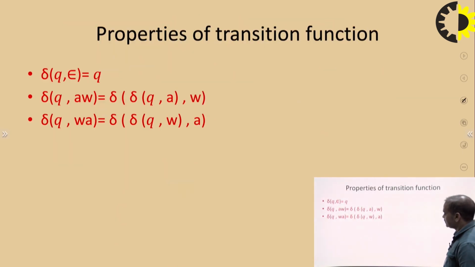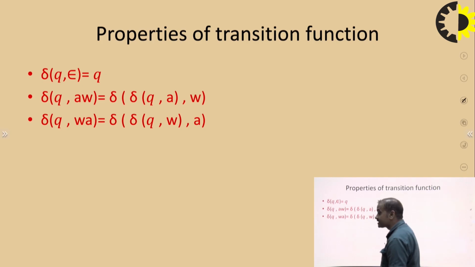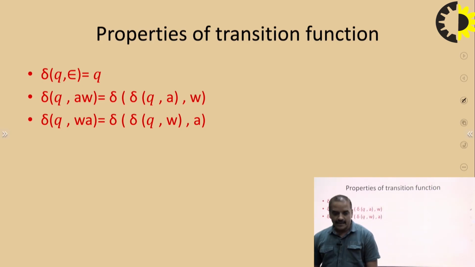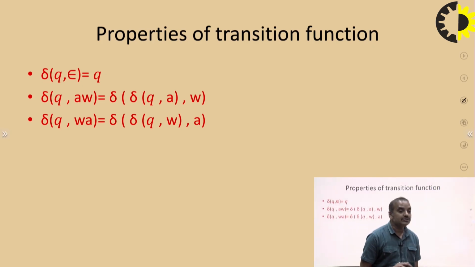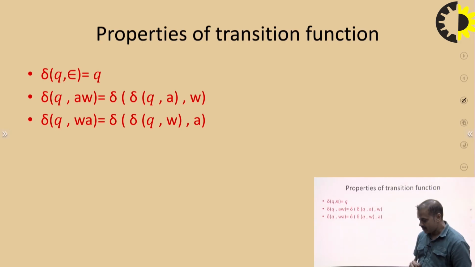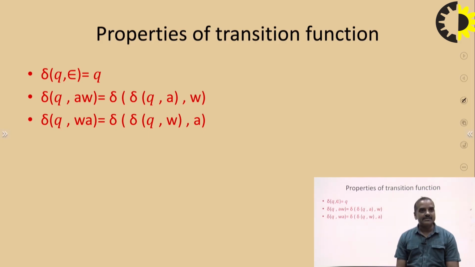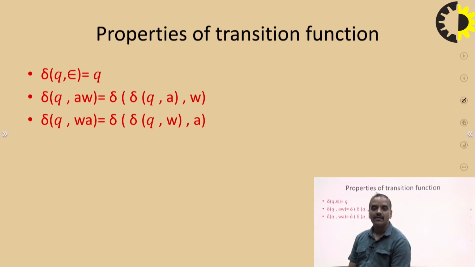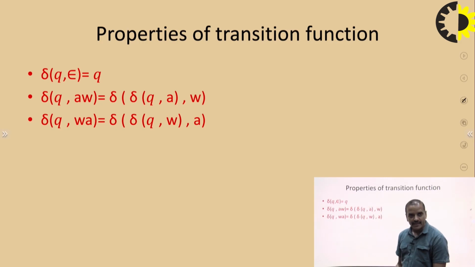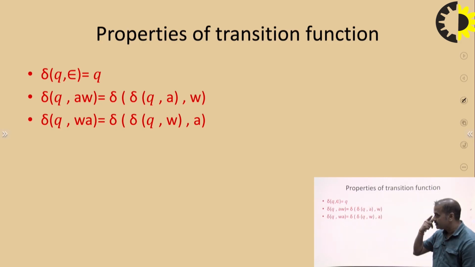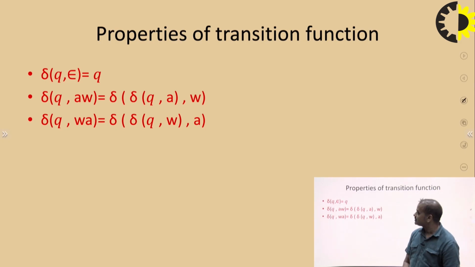Now, these are some properties of the transition function. Throughout automata, we have used different types of representation, and the transition function is one of them. We can represent a machine in the form of a graph, in the form of a table, or in the form of a transition function. Here we discuss the basic properties of the transition function.